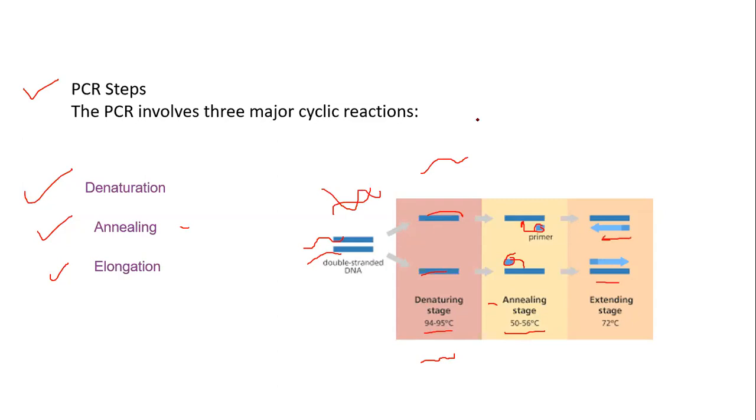Now what is that exactly? Whenever the DNA gets unwound, it has a 3 dash and a 5 dash. So whenever you get it unwound, one strand will start moving, filling up the gap like this, and one will be moving like this. So these are the 3 steps. What are the 3 steps? Denaturation, annealing, and elongation.